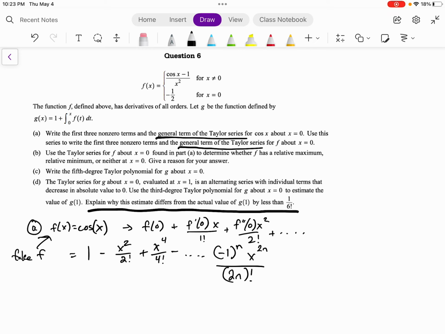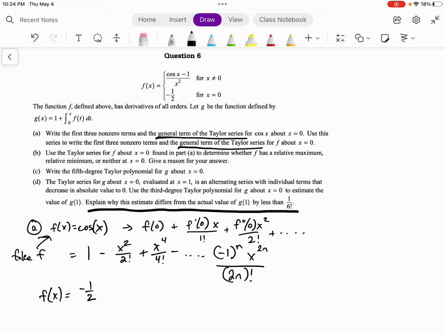Well, we want to follow the same sort of rule, but we have this series already, and we're just going to be dividing out x squareds as we move along. So my first term is going to be f of 0. Well, that's just negative 1/2. Okay, and then what's my next term?